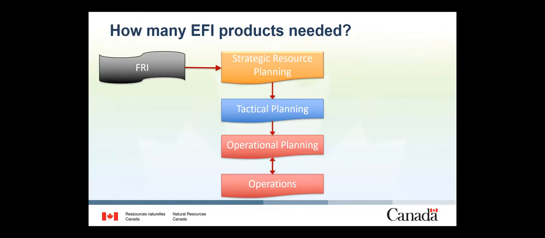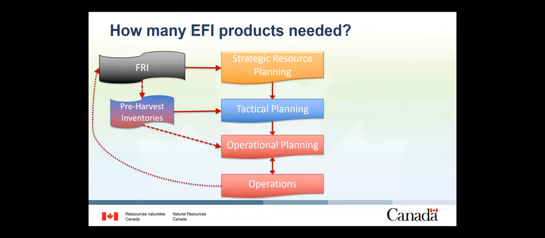So now that brings me to how many EFI products do you need? Traditionally, we had one forest resource inventory that took a lot of time to build and was used for strategic resource planning, whether it's determining annual allowable cut or forest management plans. And then this information was hierarchically passed down for tactical planning and operational planning. And finally, operations had to deal with whatever instructions were passed down, sometimes supplementing it with some pre-harvest inventories that gave a bit more detail on what's happening on the ground. And then the operations maybe would feed back into the inventories.